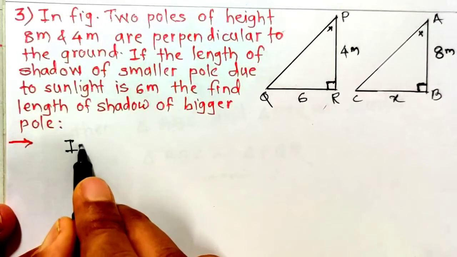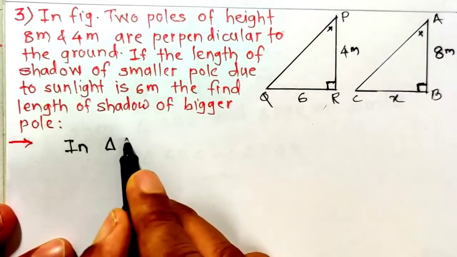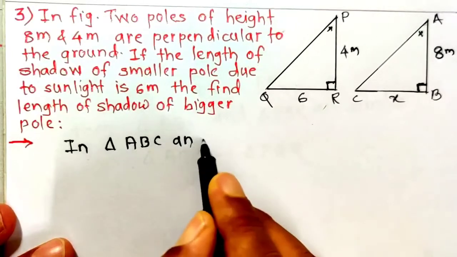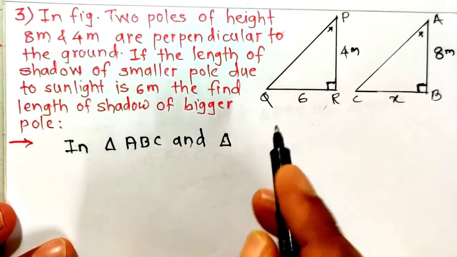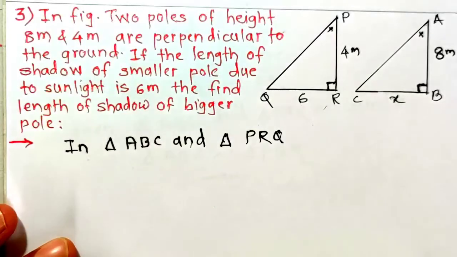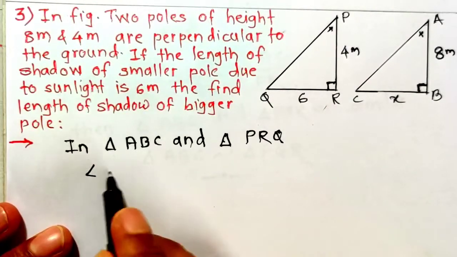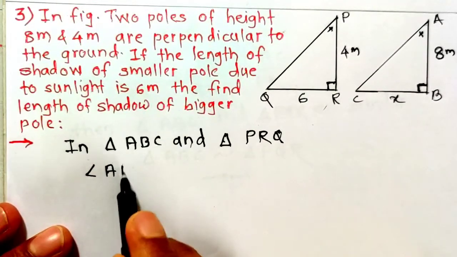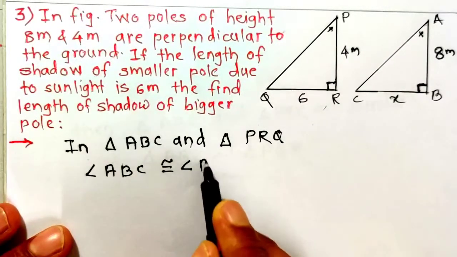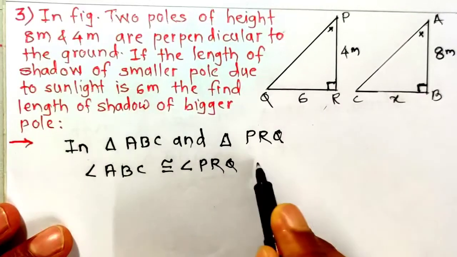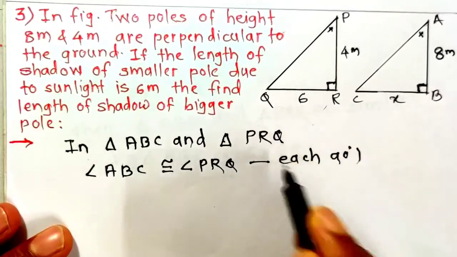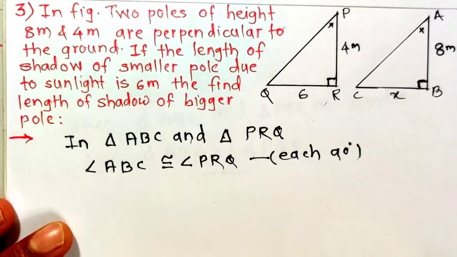In triangle ABC and triangle PRQ, angle ABC is congruent to angle PRQ, each 90 degree, because both the poles are perpendicular to the ground.